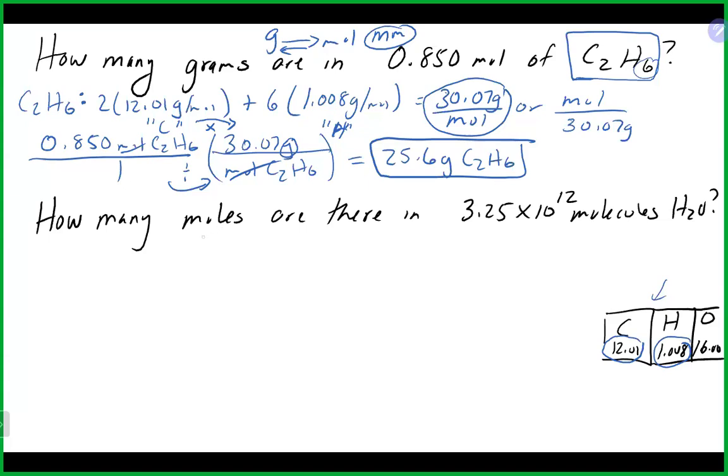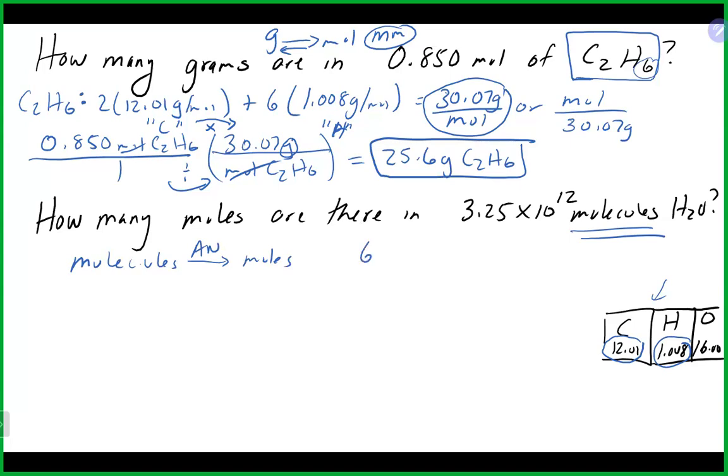Okay, and in this case, we're going to look at the second one here. We want how many moles are there in 3.25 times 10 to the 12 molecules of water. Do I need Avogadro's number here? I do, because the key word here is molecules, right? And this is going to be a conversion really between molecules and moles. And remember, that is Avogadro's number that we use as our conversion factor to do that.